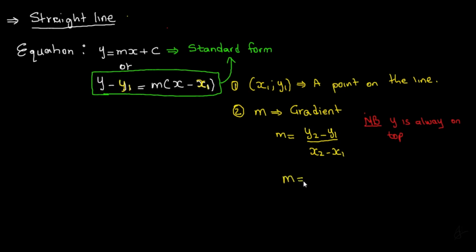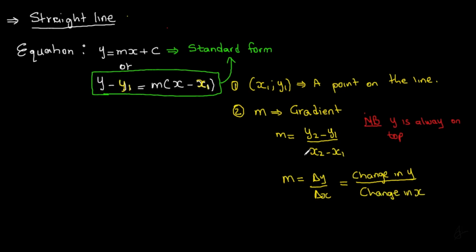The gradient is equal to the change in y over the change in x, because we are subtracting what? We are subtracting y2 minus y1. Okay, so this is the change in y. The top part is the change in y, and we're definitely subtracting what? The change in x. That's how it is.